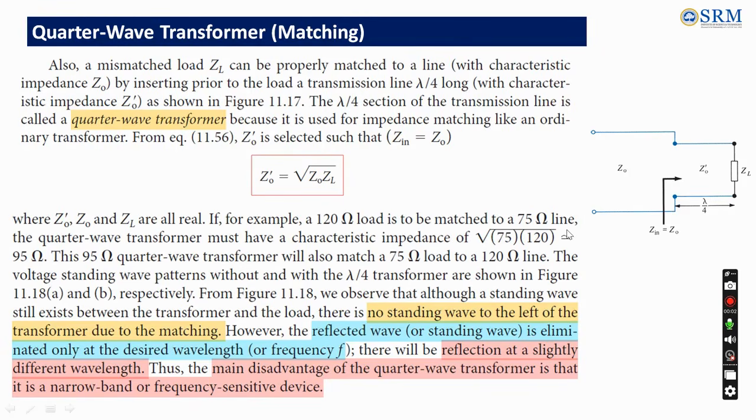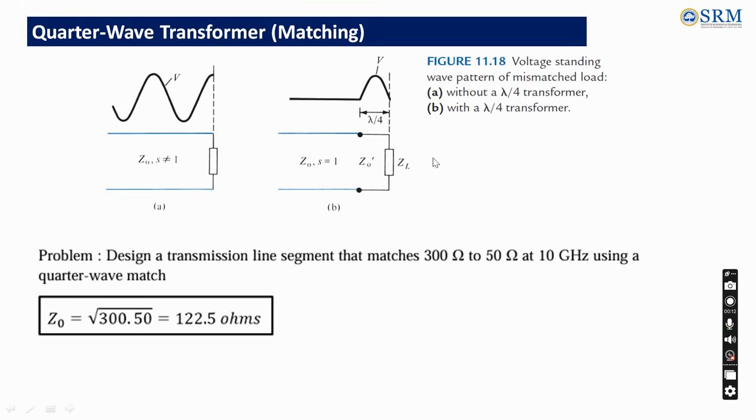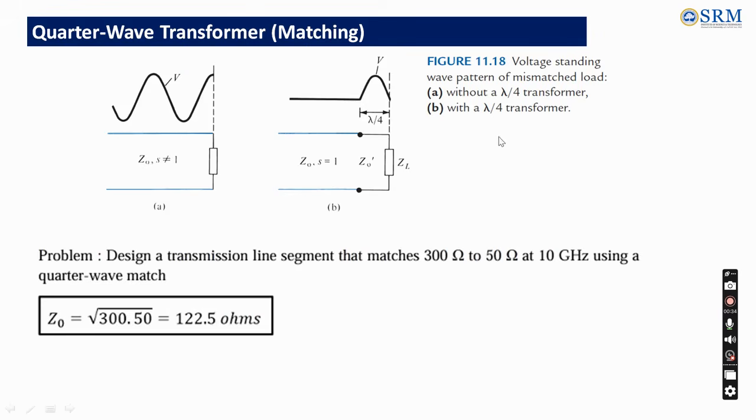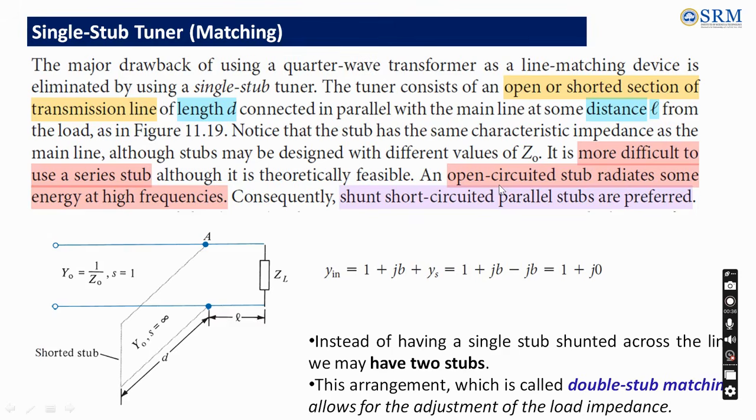So the major disadvantage of this quarter wave transformer is that it is a narrow band device, or a frequency sensitive device. As we can see in this picture, the voltage standing wave pattern is eliminated only over a certain frequency range, right? Until a particular distance only it is eliminated. After that, it will get repeated. Okay, it's a narrow band device. So to achieve matching over a wide range of frequencies, I have to go to the single stub matching technique.